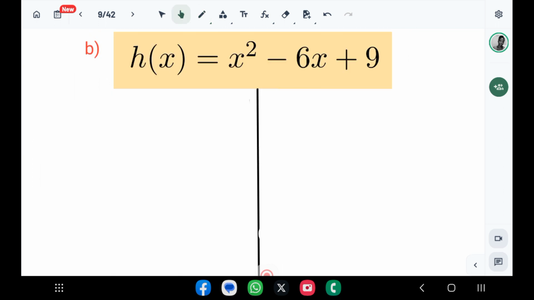Now for this one, same modus operandi, we do exactly the same thing. To find the y-intercept, you make x 0.